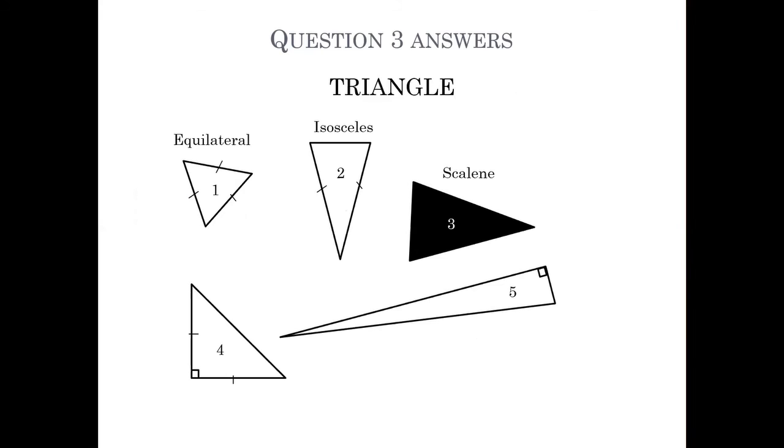Number three doesn't have any sides the same, so it's called a scalene. Number four is an isosceles right. It's a right angle and two of the sides are the same length. And number five is a scalene right. None of the sides are the same length, but it does have a right angle.